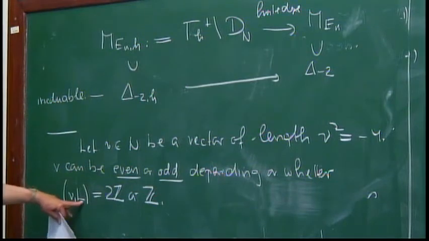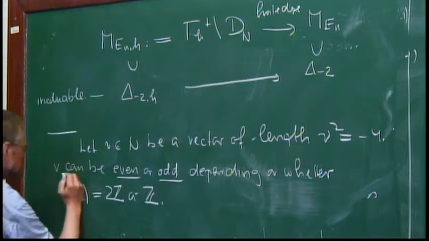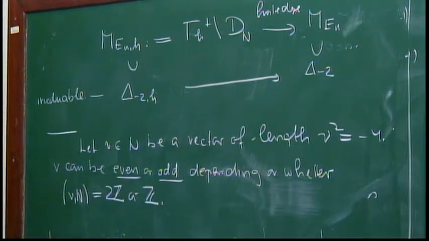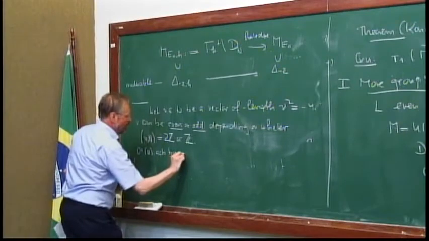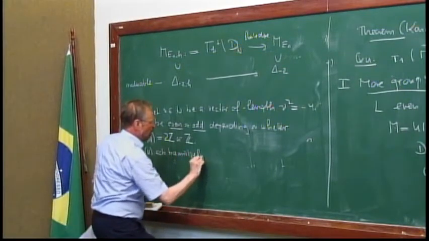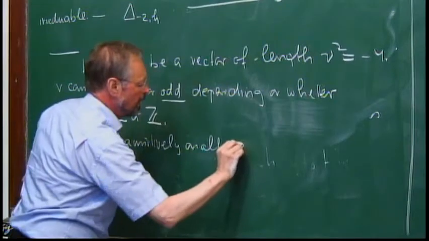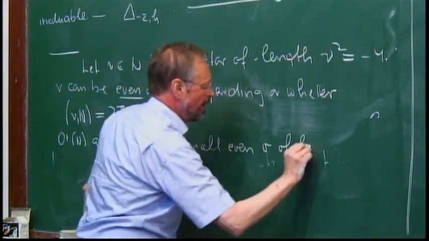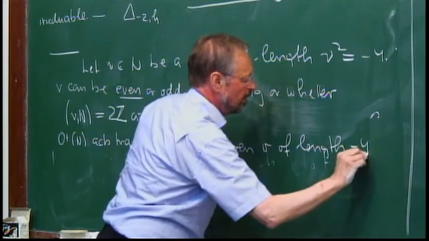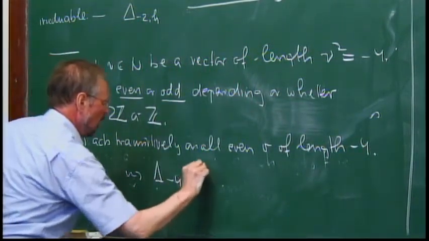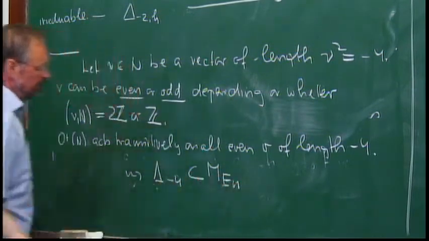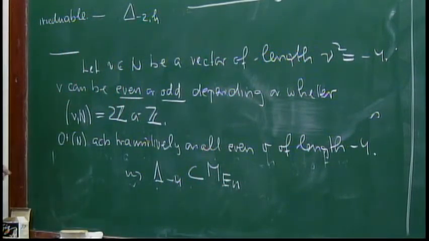So this is the ideal generated by taking the product of any element in n with V. O plus n acts transitively on all even V of length minus 4. So again, this gives me a hypersurface in this space. And this has a geometric meaning.